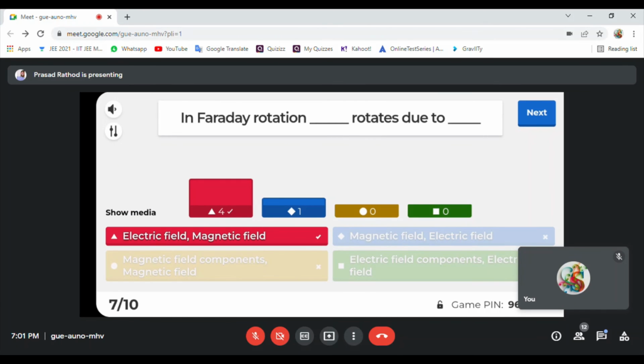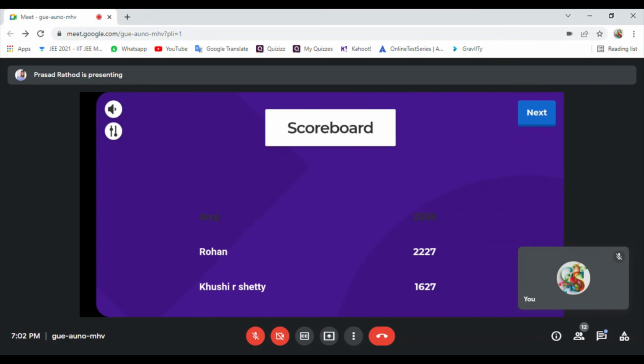Okay, so the correct answer is electric field by magnetic field, and four of you have got it correct. So let's see who is leading the scoreboard now. It's Anuj, followed by Rohan, and then Khushi.